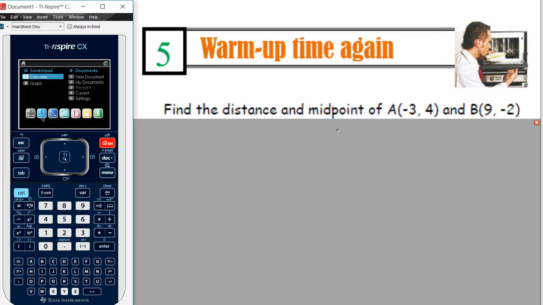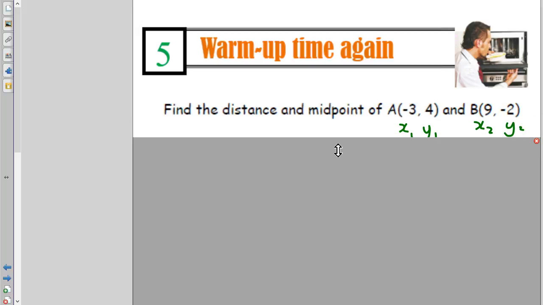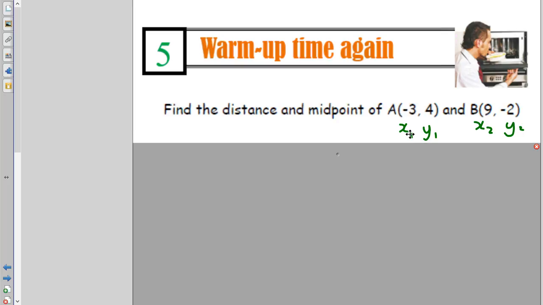Welcome to this lesson, which is a little bit more on parallel and perpendicular lines and also about collinear points. Let's start with a warm-up as we usually do. So find the distance and the midpoint of these two coordinates right here. Remember, the first thing we need to do: label one of the coordinates x1, y1, and label the other coordinate x2, y2, as we've done here. x1, y1, x2, y2, very important.